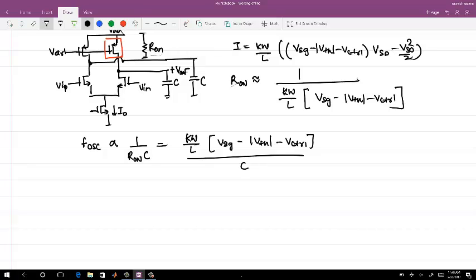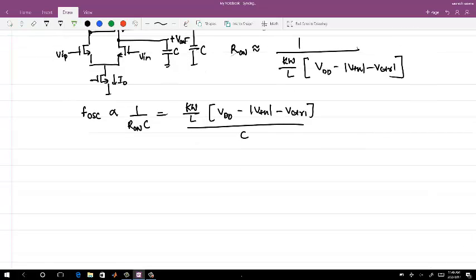Pardon? Oh, I wrote it. Let me, sorry, write it as VDD. That makes sense, right? Yeah, you are right here. So this is VDD. Okay. So you have your frequency of oscillation as directly proportional to V control.